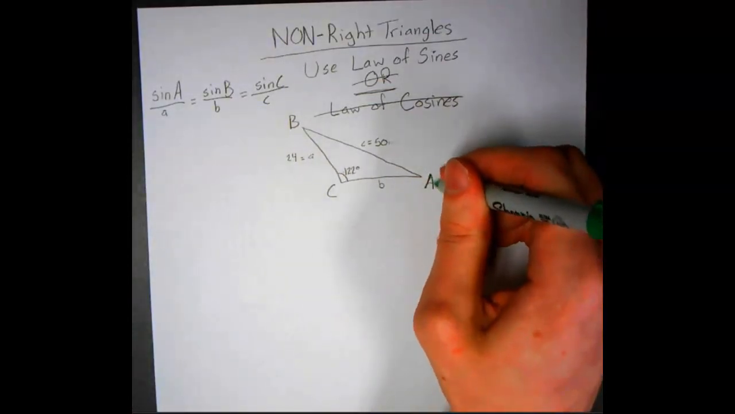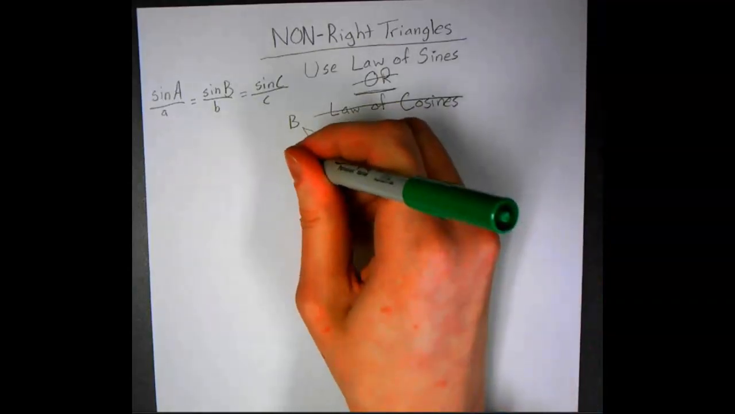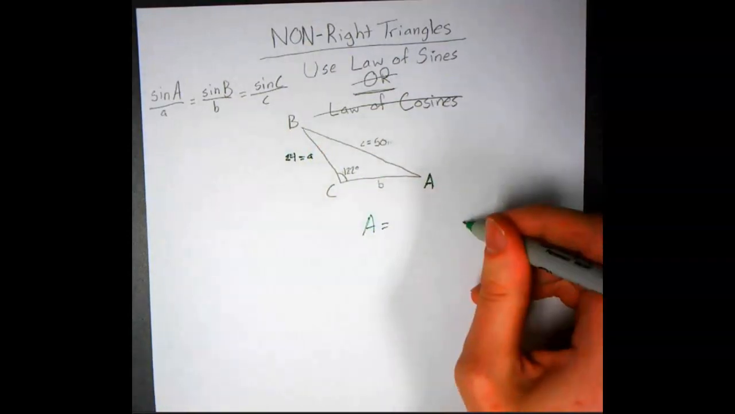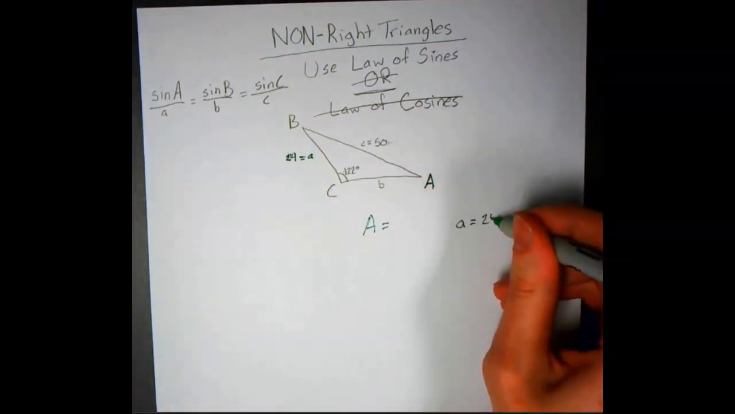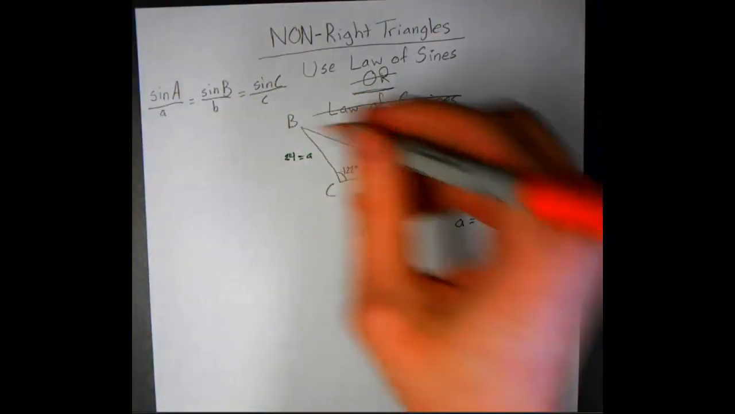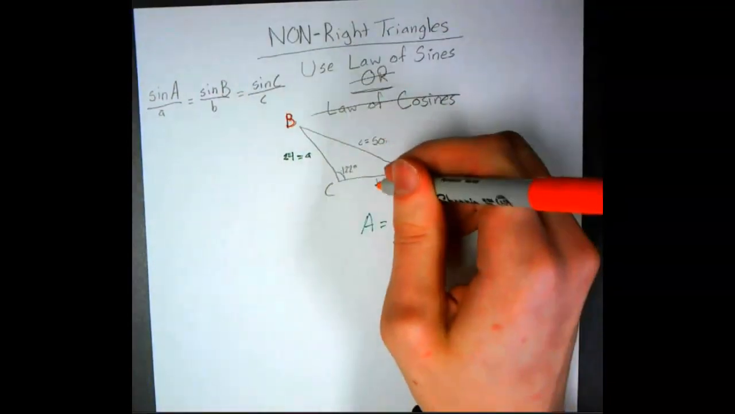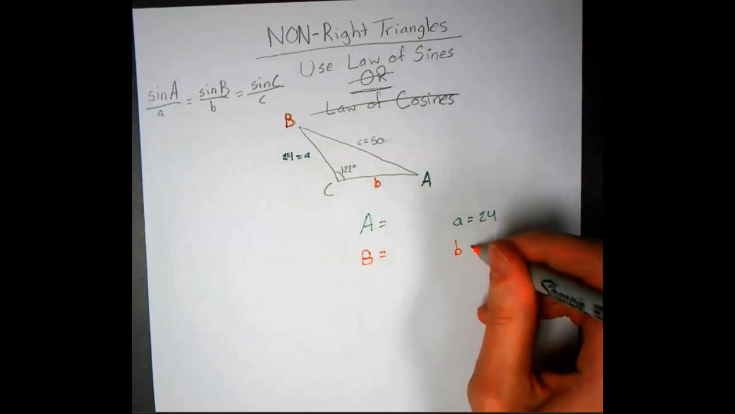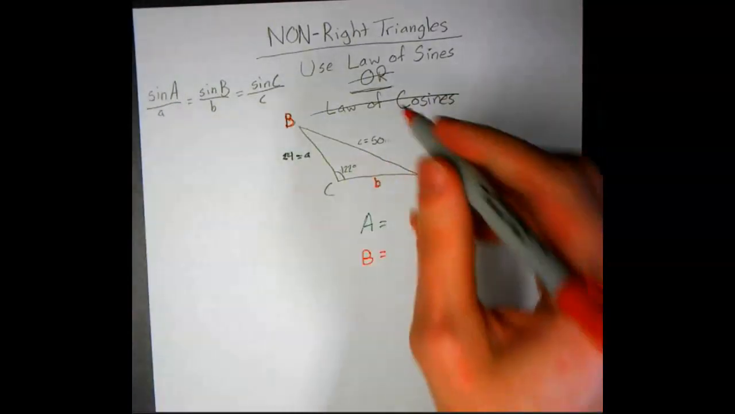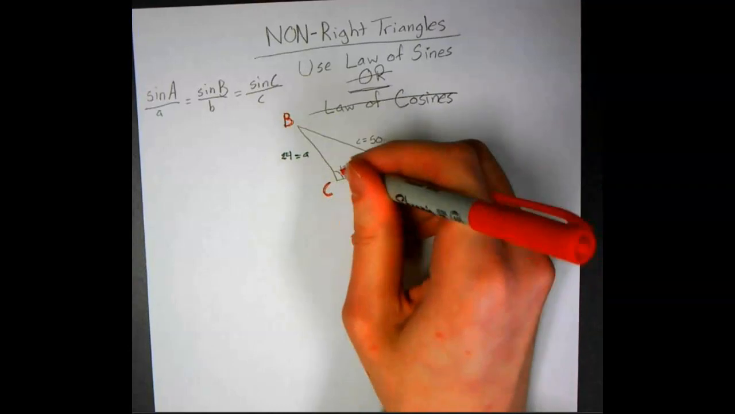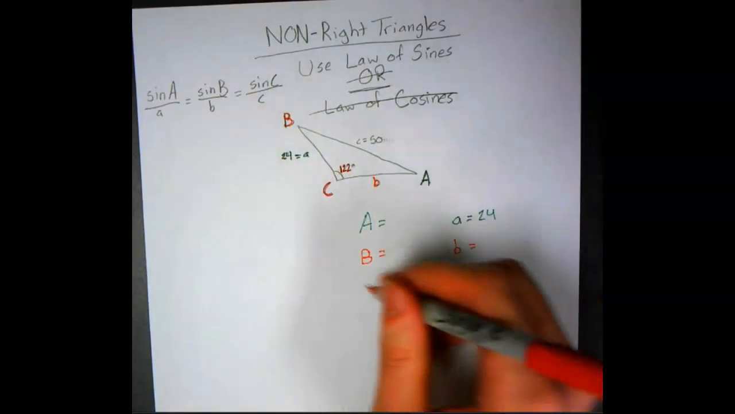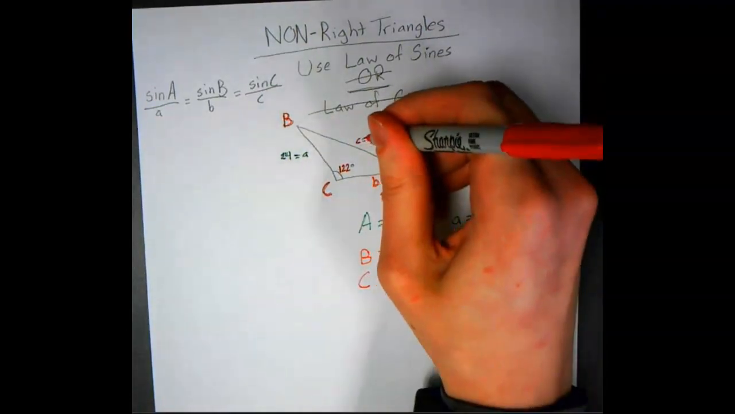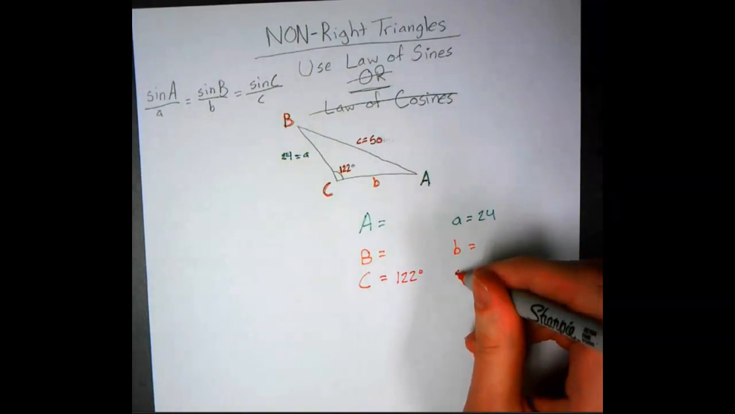So right now, we do not have angle A, but we do have side A. So angle A equals something, side A equals 24. Angle B we don't have yet, and side B we don't have yet either. So B equals something, and B equals something. For this last one, angle C is 122, and side C is 50.